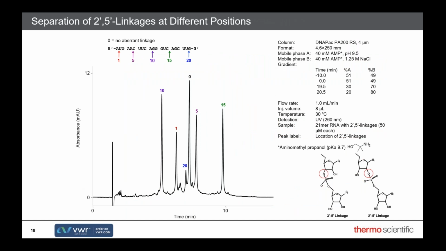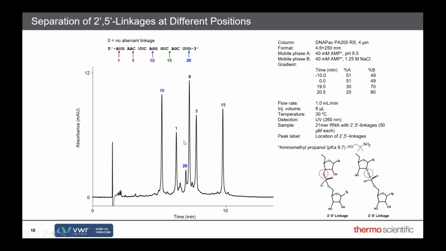I'm now just going to go through some odd linkage position errors you can get. Normally you've got a 5' to 3' linkage all the way through the chain, but you can get these aberrant linkages where it goes 2'-5' instead of 3'-5', and that will change the structure of the molecule. So you're physically changing the way that molecule's bent. And because of that change in structure, it'll change the retention on the ion exchange column.